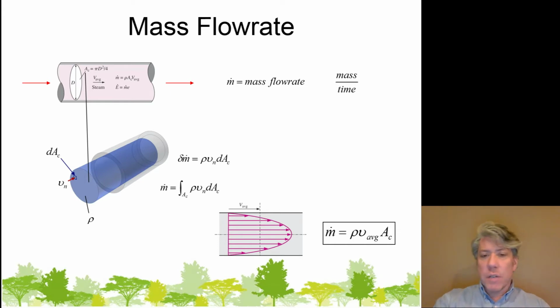That's what integration does. It just adds up things. So we would integrate the density times the velocity times the differential area across the entire cross-section, or over the whole cross-section.